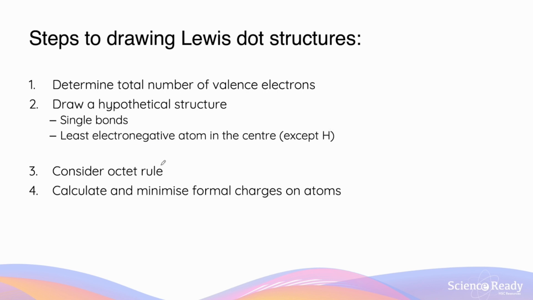After drawing the hypothetical structure, we need to always consider the octet rule, that is, whether the atoms have completed the outermost shell. Remember that atoms only participate in bonding and come together to form compounds and molecules to achieve a complete and stable electron configuration, and that is known as the octet rule. And the fourth step, which I will discuss in more detail when we get to it, is to calculate and minimize what we call formal charges on the atoms in the molecule.